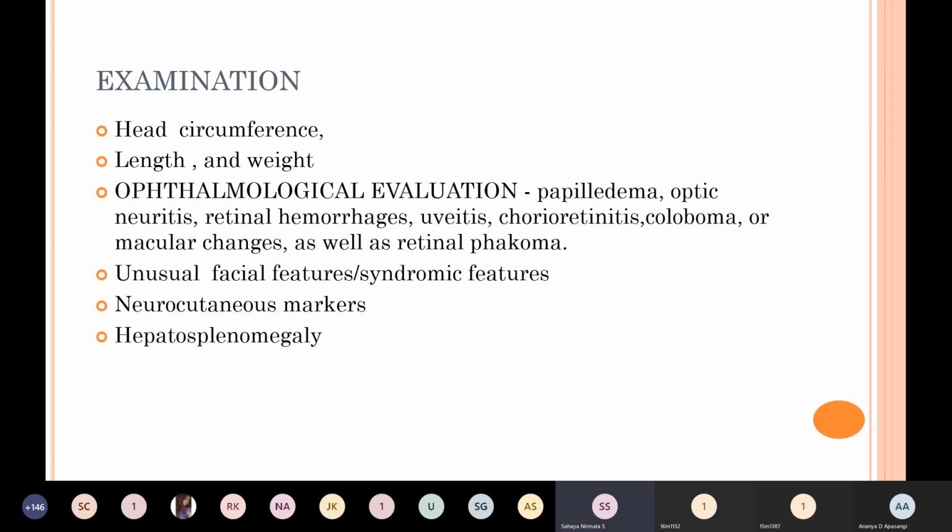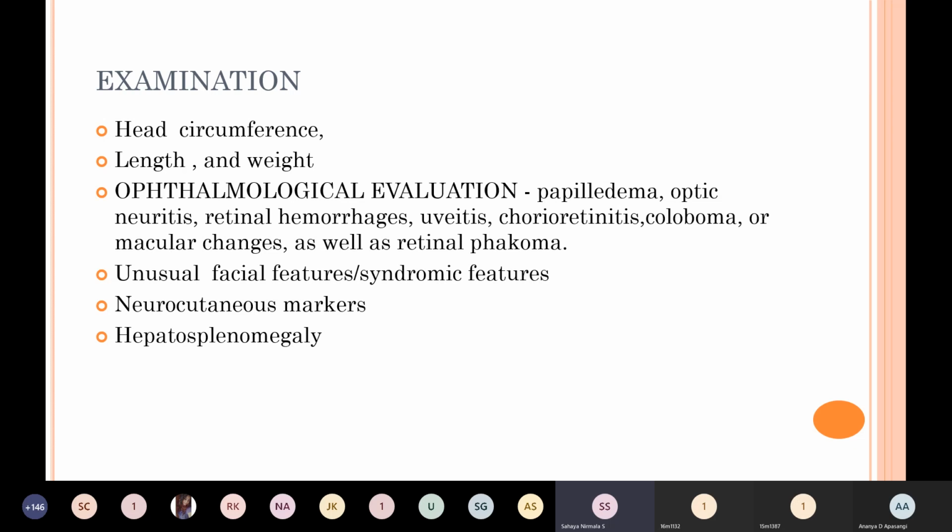So when you examine, in particular, you have to make a note of the head circumference. Because microcephaly with seizures, again, your causes are entirely different. So it is very important to check the head circumference, length and weight, to know whether the child has been growing appropriately for the age.